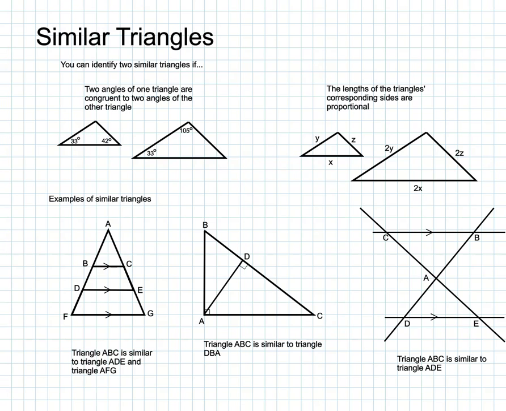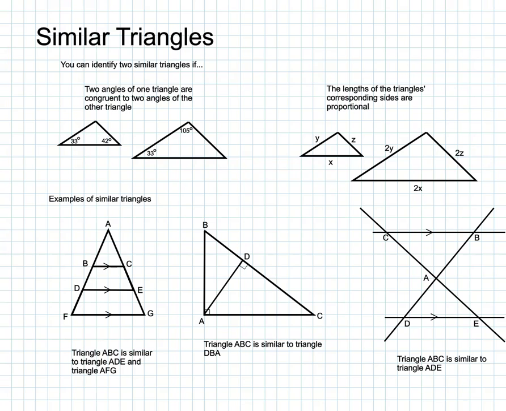Sometimes the ACT will give you problems where similar triangles are kind of hidden. So let's do three common examples of identifying similar triangles. In the bottom left, you have triangle ABC is similar to triangle ADE, which is similar to triangle AFG.